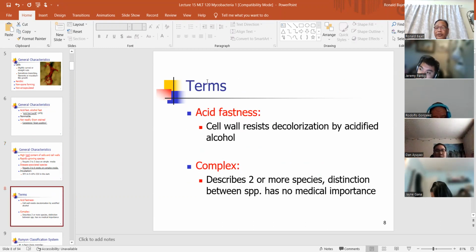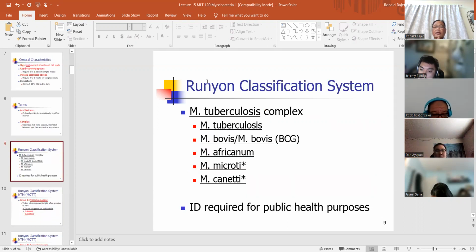Acid fastness refers to the cell walls resisting decolorization by acidified alcohol. Okay, so it resists decolorization by the acidified alcohol. Complex, that's another term, describes two or more species, and distinction between species has no medical importance. If you see positive AFB, or acid-fast bacilli, that's enough for the doctor to start treatment. So distinction between the species has no medical importance.